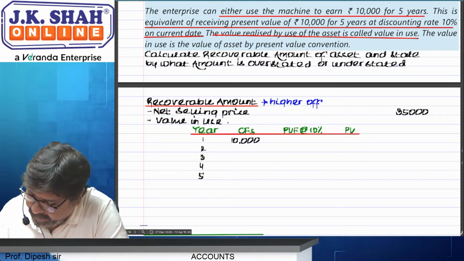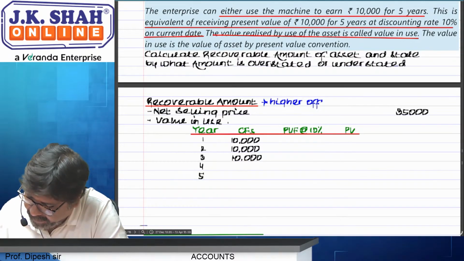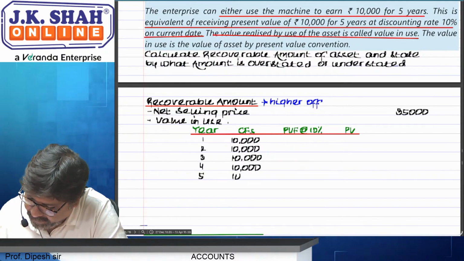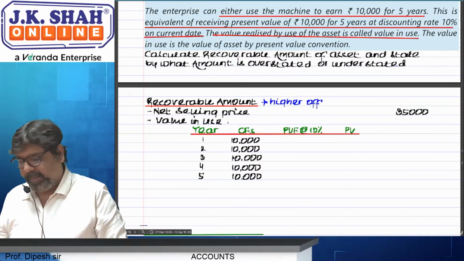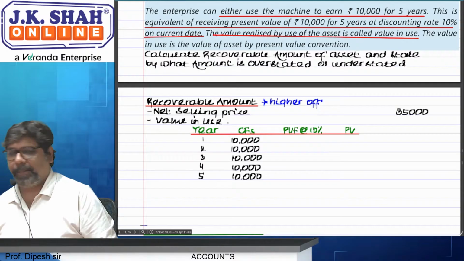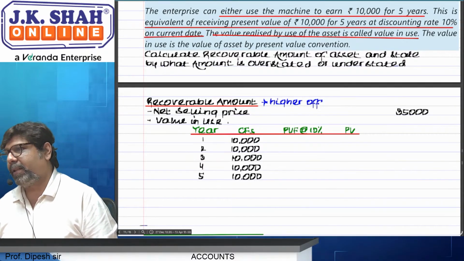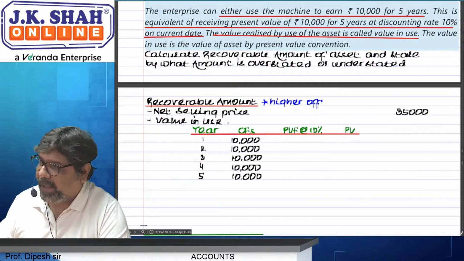Cash flows 10,000, 10,000, 10,000, 10,000, 10,000 every year. I will get how much? 10,000. Last class we have discussed this present value factor. How much? Tell me present value factors. Calculate. If I start writing, it will take me 1 second to fill up entire. So you start calculating.